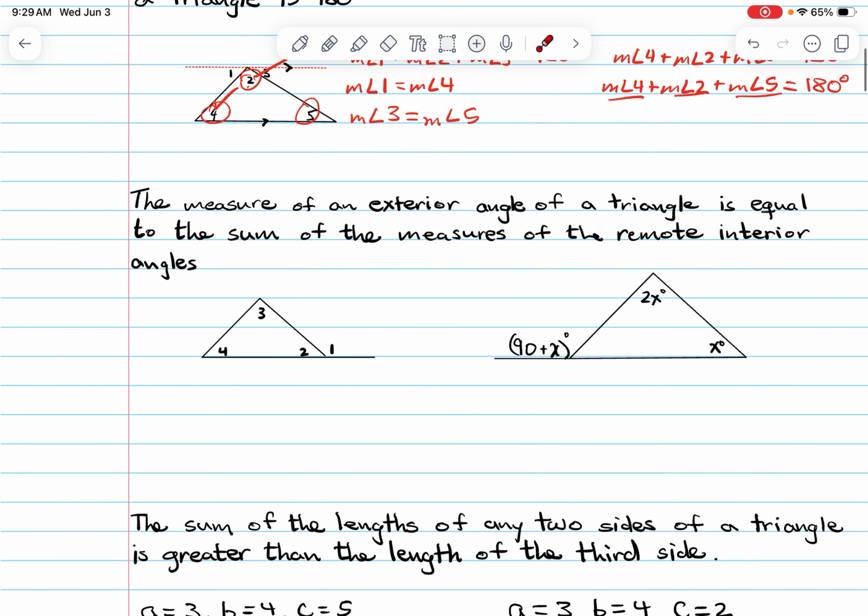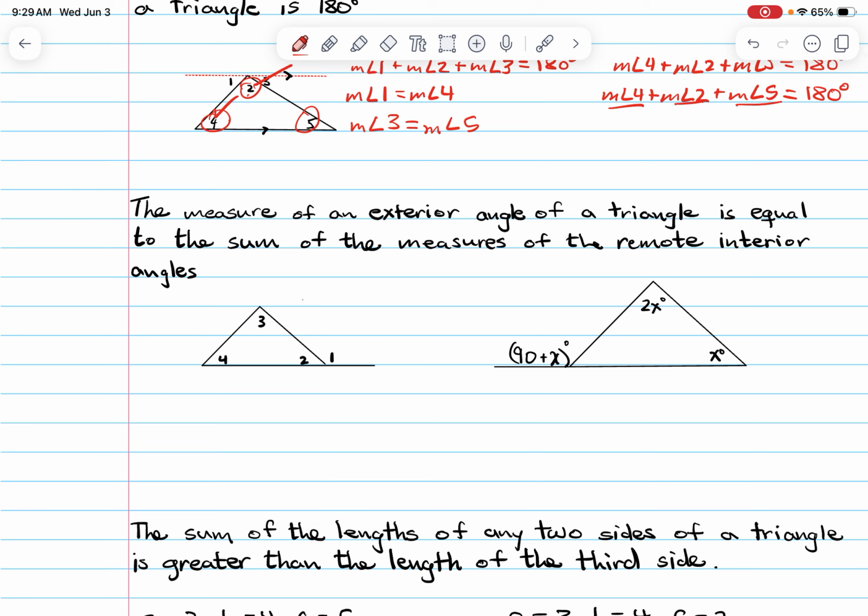Now, here's the thing about exterior angles. If you take the measure of an exterior angle, it's going to be equal to the sum of the measures of the two remote interior angles. Now, I call them remote interior angles: this angle here is adjacent to this one. These are remote, so they're the angles that are not adjacent. So the measure of angle 1 is equal to the sum of the measures of the remote interior angles.